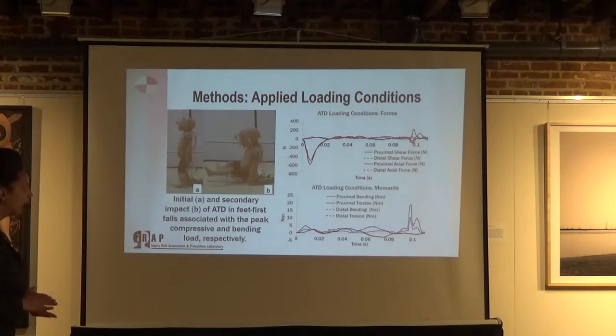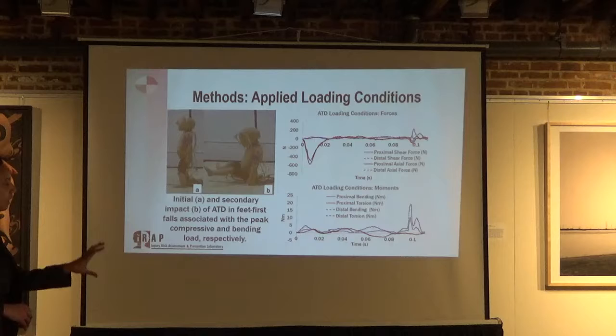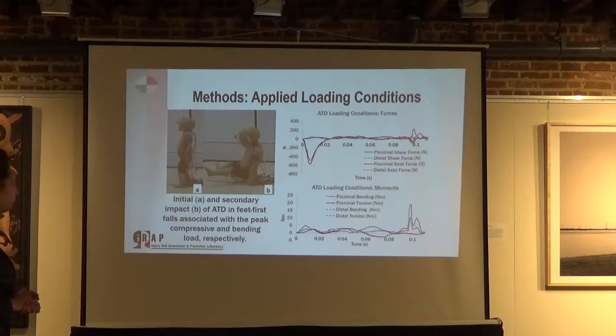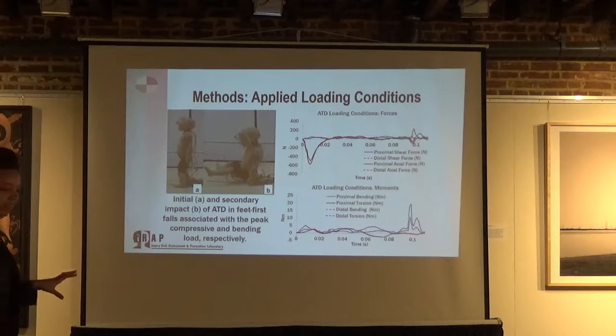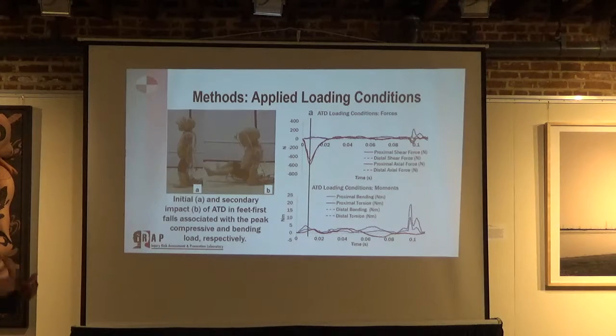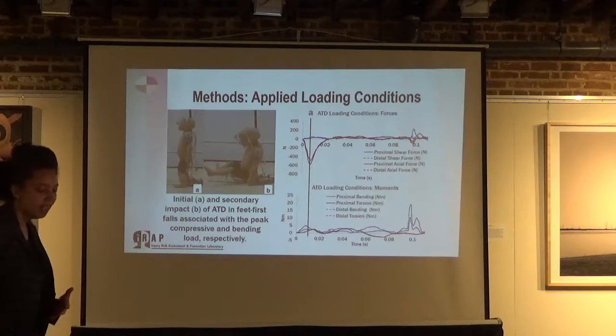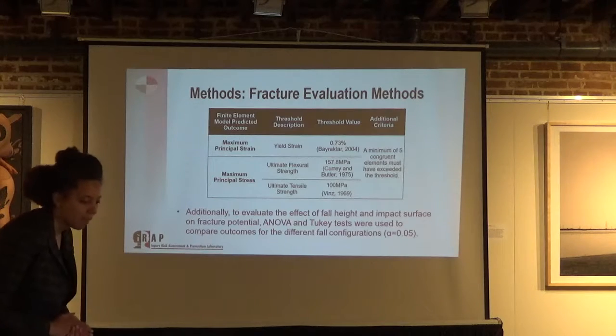So an example of that time history: on the top you have the time history of the forces for a trial and the corresponding time history of the moments on the bottom. On the left you have the 2 primary impacts that we really want to look at. One is the initial impact of the feet just hitting the ground when it drops, and that's where you see your peak compression forces. And then the second impact occurs when the pelvis hits the ground, and this is really where you see your peak bending moments being applied to the femur.